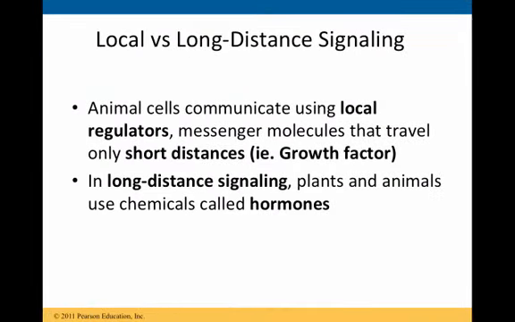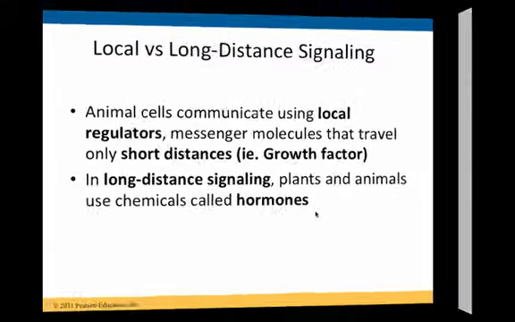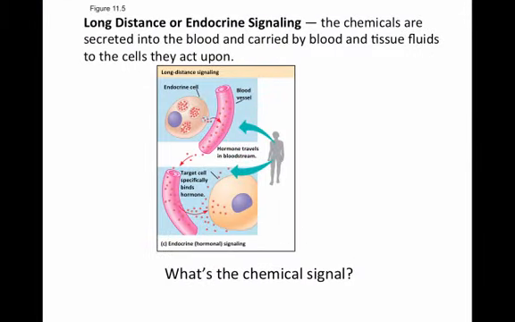Now, in addition to this local regulation, this local signaling that occurs when these messenger molecules travel just short distances, and by the way, growth factors are often the signaling molecules that are associated with local signaling. Now, in addition to local signaling, there's also long distance signaling. And this takes place in both plants and animals. And the chemicals that are used for long distance signaling are called hormones. Now, with long distance, sometimes you may hear it called endocrine signaling.